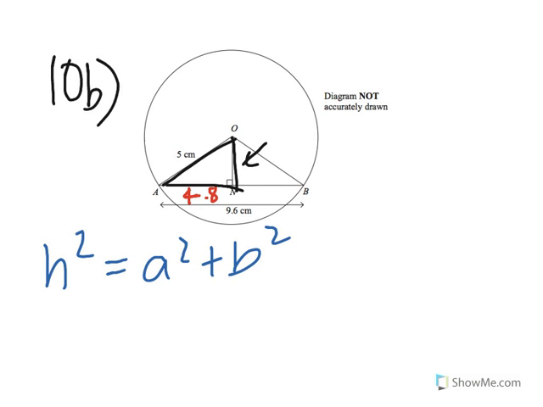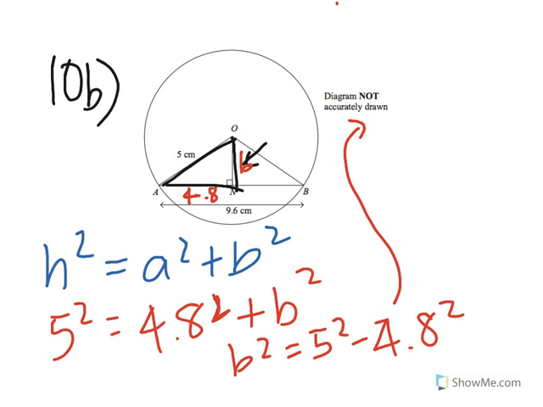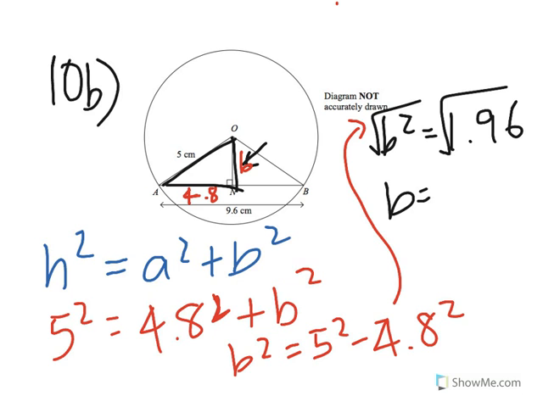So in this case the hypotenuse is 5, so 5 squared is equal to 4.8 squared, the other side, plus b squared, where we'll call ON b in this case. So b squared is nothing but 5 squared minus 4.8 squared, and so I'll continue up here. So b squared is equal to 1.96. Now to find b, all you got to do is square root both sides. So you'll get b is equal to square root of 1.96, which is 1.4 centimeters.